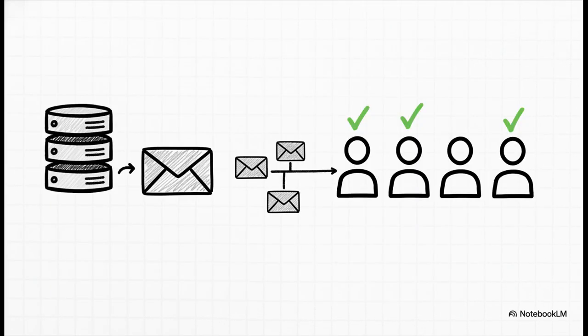A perfect analogy is a group chat or maybe a newsletter you subscribe to. The sender sends one message and it instantly goes to everyone in that group. But crucially, it doesn't bother anyone who isn't a member. You have to opt in, you have to subscribe to get the feed.